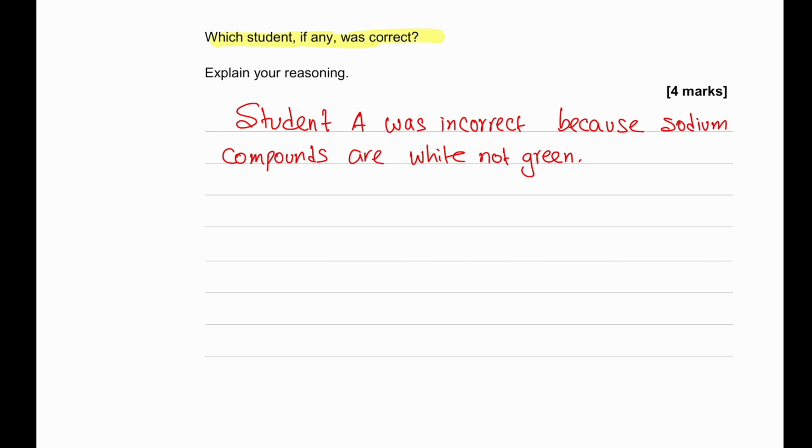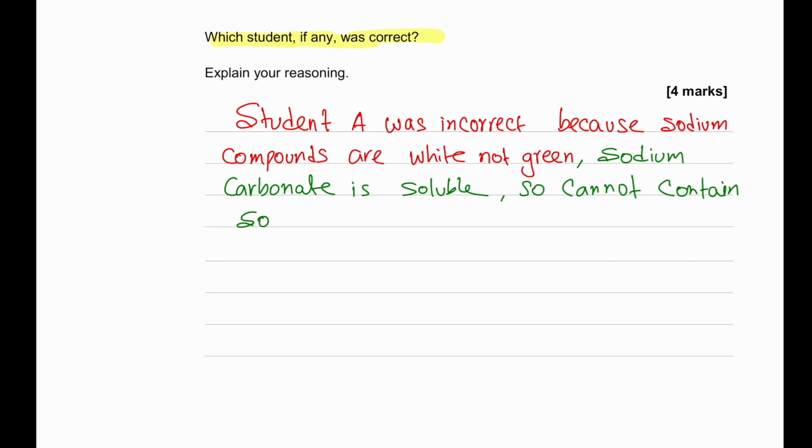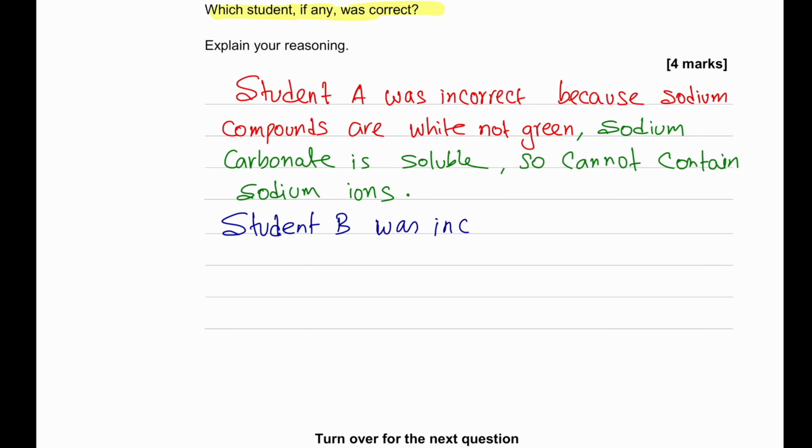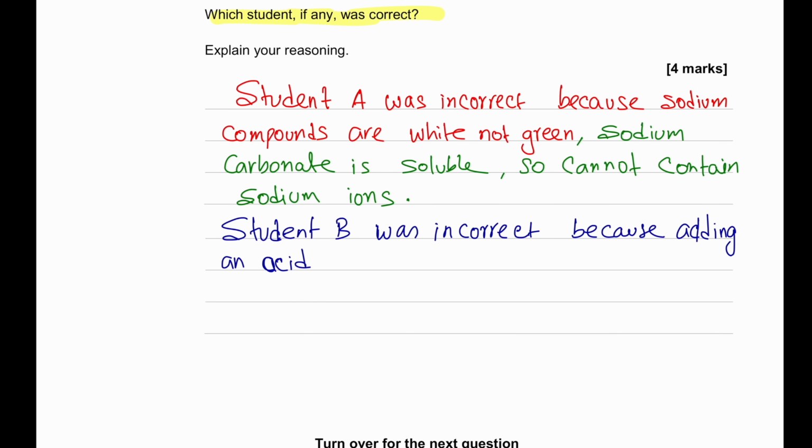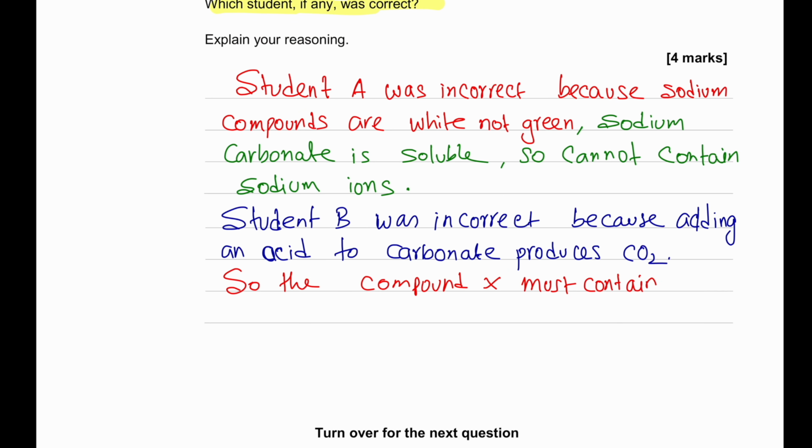Student A was incorrect because sodium compounds are white, they are not green. Sodium carbonate is soluble in water, so compound X can't contain sodium ions at all. Student B is incorrect because adding an acid to a carbonate produces carbon dioxide. So the solid must contain a carbonate, not a chloride ion.